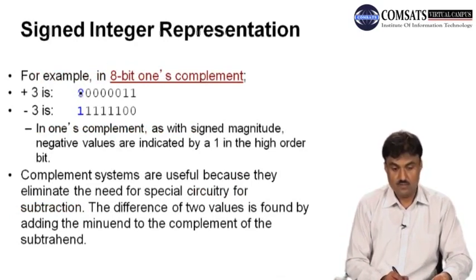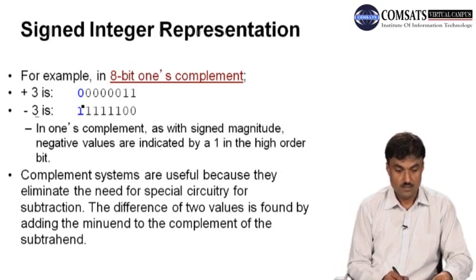Plus 3 will remain the same as it is, only the sign bit will be 0, and the rest of the magnitude will be 11. In minus 3, what we have to do is complement the whole number. Here you can see what we did: all these zeros became one, and this one became zero.